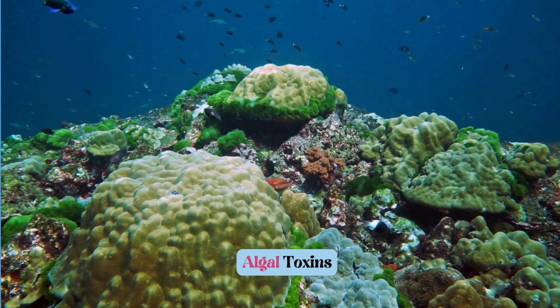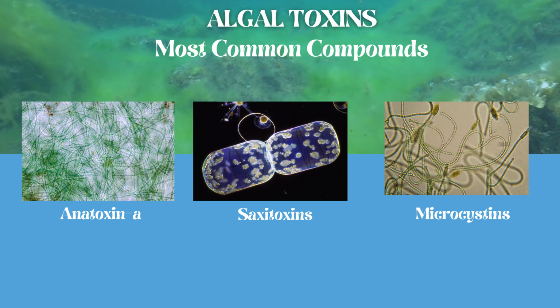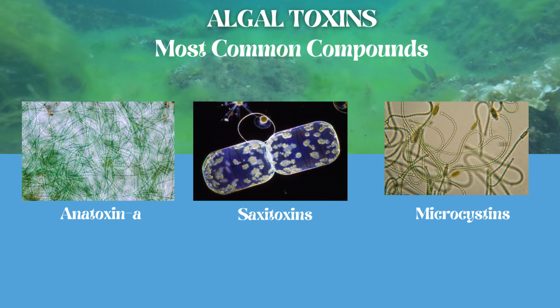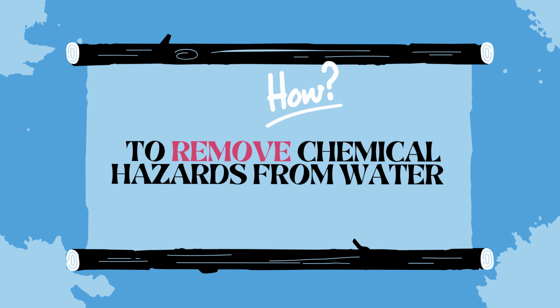Algal toxins are also a health concern for humans. The most common components of algal toxins are anatoxins, saxitoxins, and microcystins. So we need to ensure that our water is safe from all these chemicals. But how to remove chemical hazards from water?